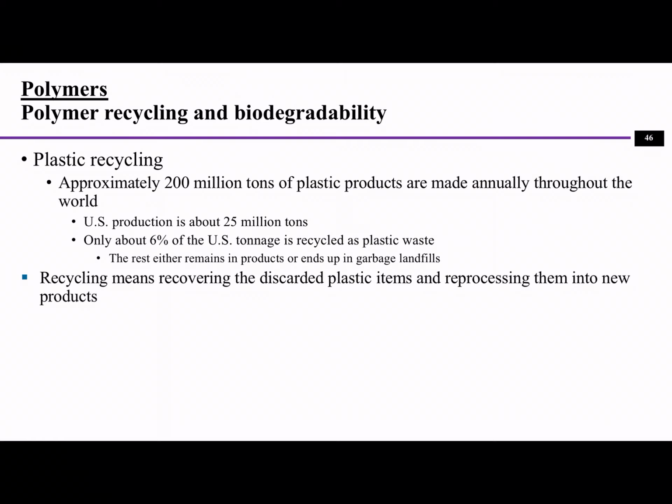Last, let's discuss a little bit about polymer recycling and biodegradability. So we know that plastic has been widely used in our lives, and every day a lot of plastic waste is generated. But most of those plastic wastes are either incinerated or landfilled, so they are not recycled. Biodegradable plastics are a very small percentage of all the plastic we use in our lives.